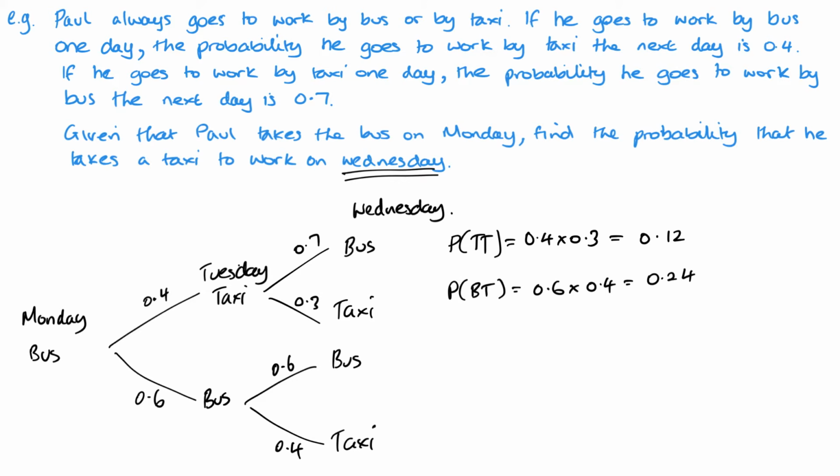Now, the probability that he takes a taxi on the second day is this happening or this happening. So the probability taxi on Wednesday is 0.12 plus 0.24. When you do an or, remember you're adding your probabilities. And that's it, and that's our nice straightforward starter example.